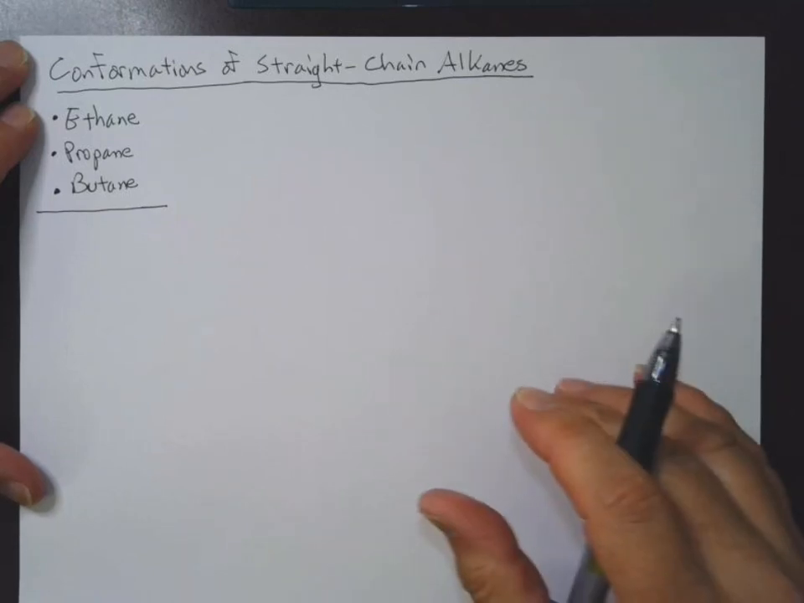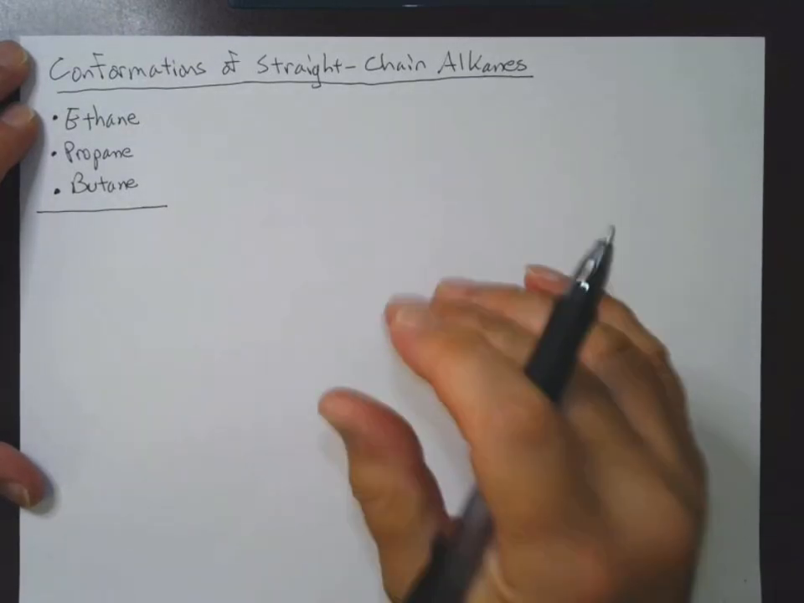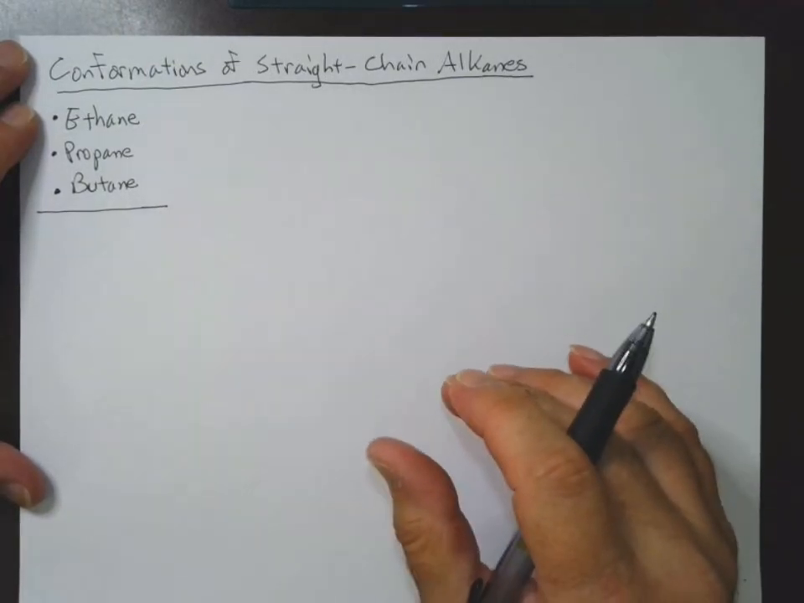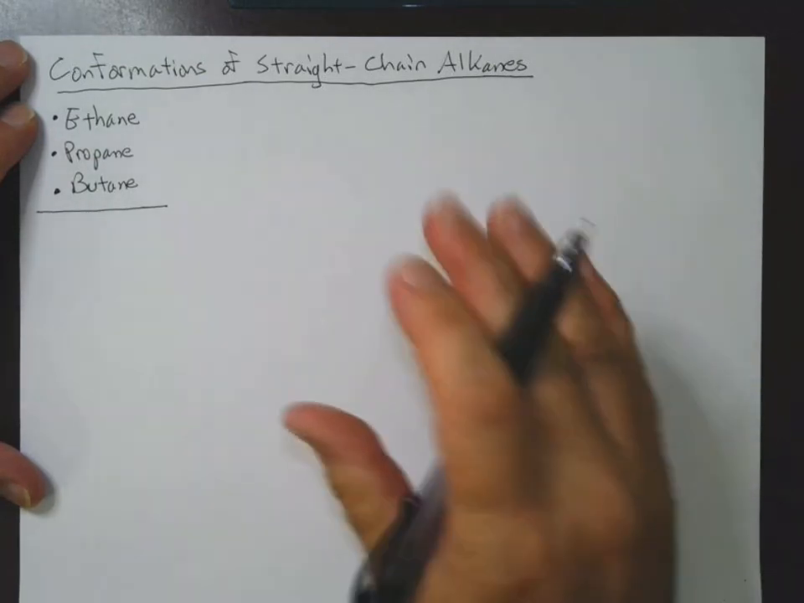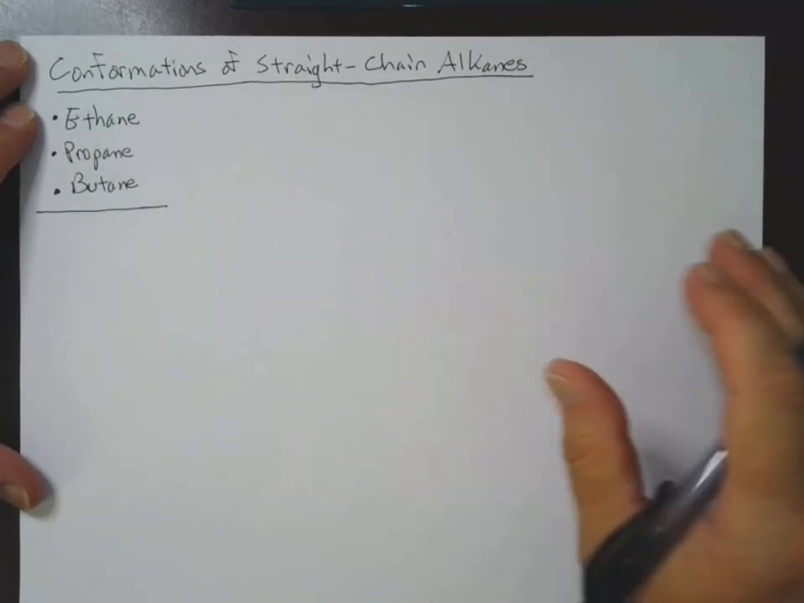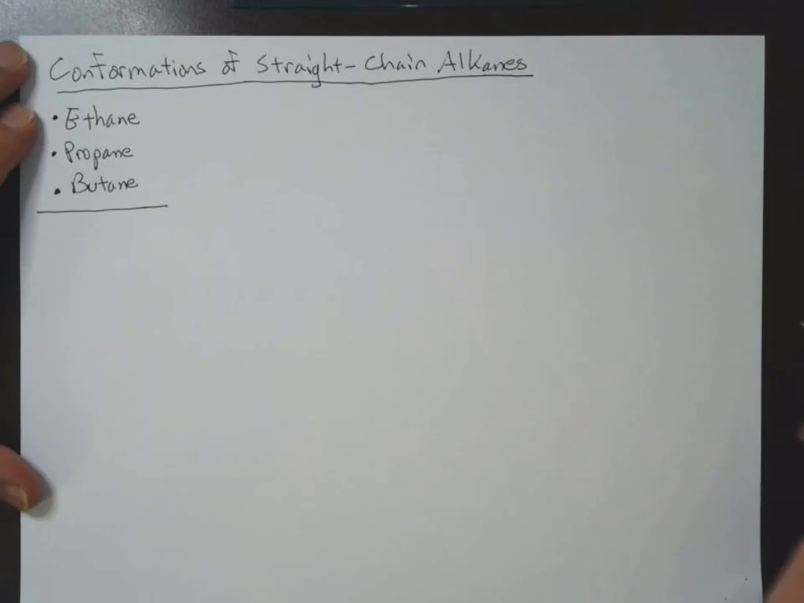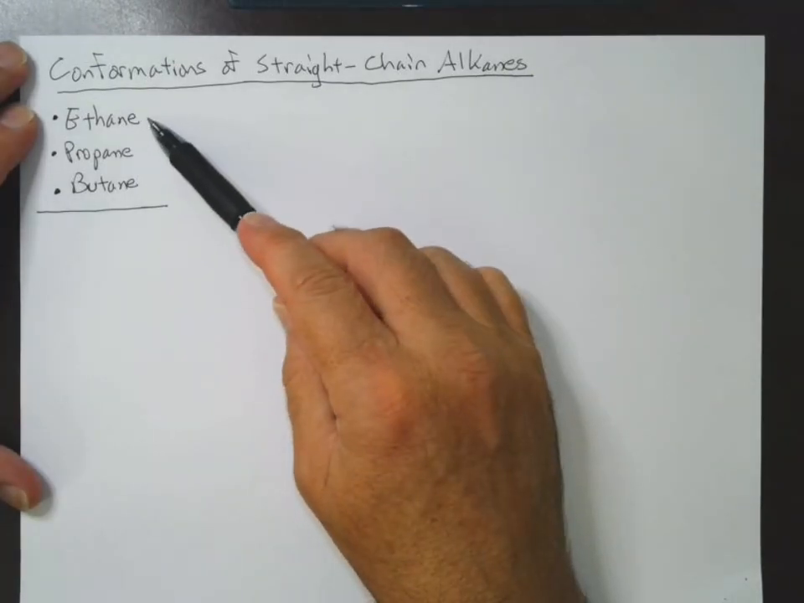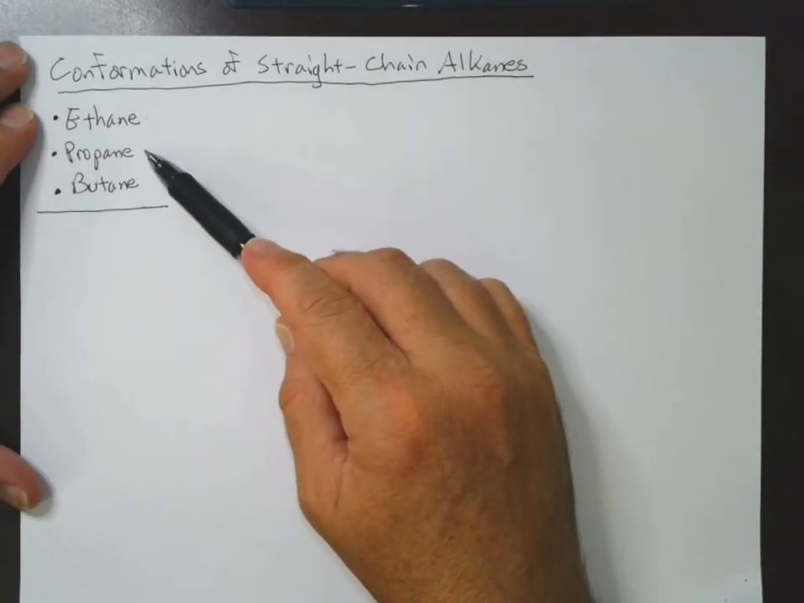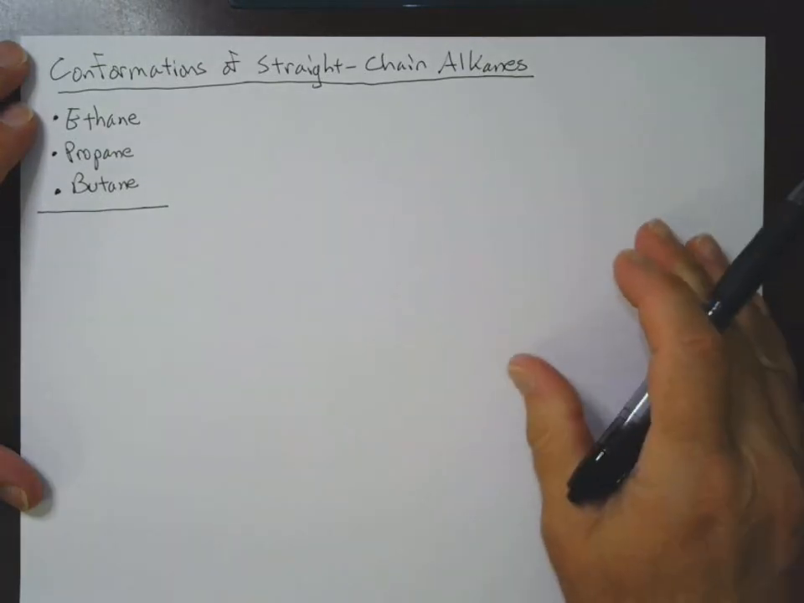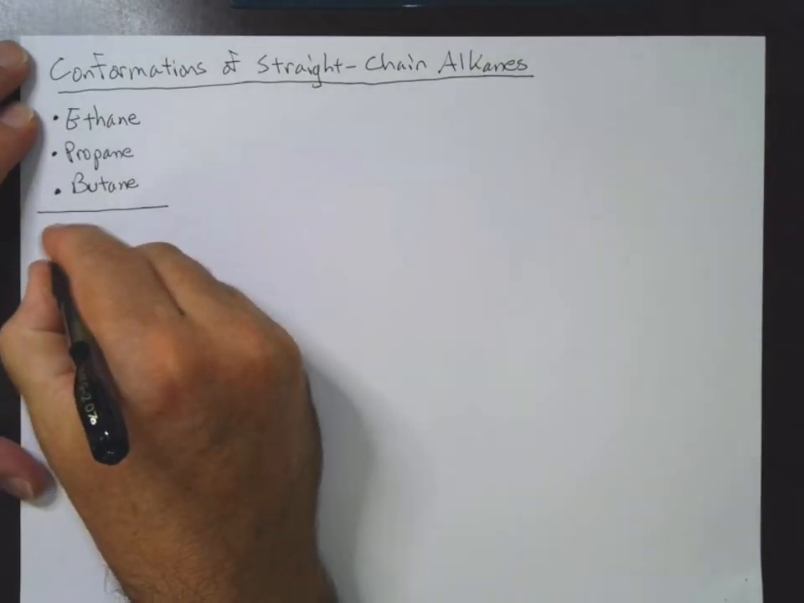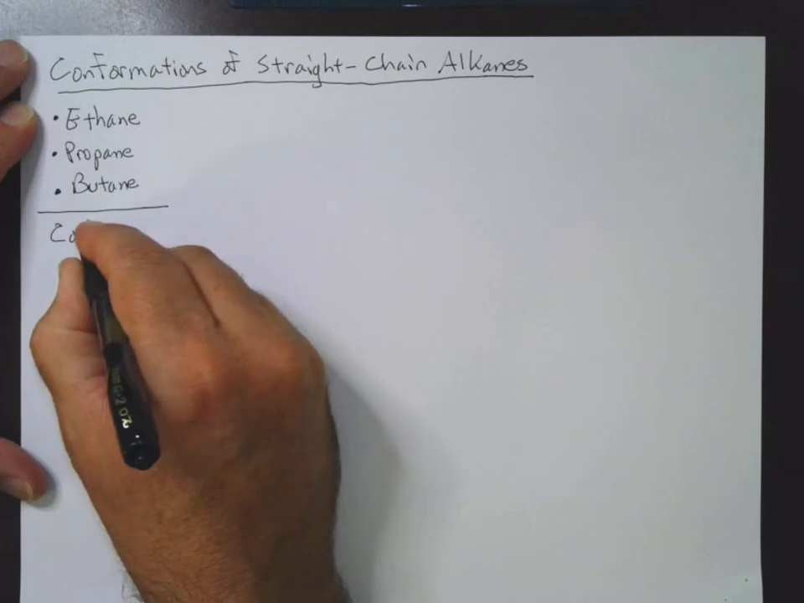Pitcher here, and we'll continue with lecture videos for Chapter 3, Alkanes. And in this lecture video, I'm going to go over conformations of straight-chain alkanes. Specifically, we'll look at conformations of ethane, propane, and butane. So let's start with the conformations of ethane.